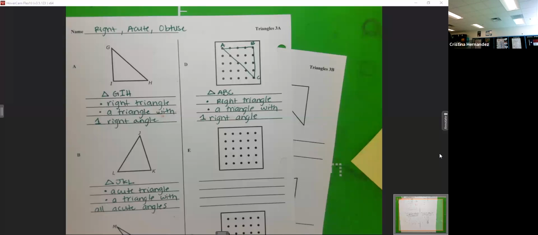Zildjian, put your car up or whatever you have and get your math out. Or it should be out.